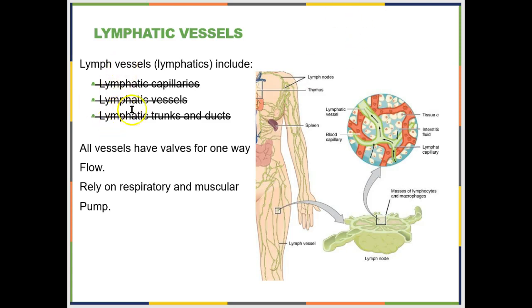I don't care that you know the capillaries, vessels, trunks, and ducts, it doesn't matter. What I do want you to know is that all of your lymphatic vessels, like your veins, have valves, so that there's only one-way flow for the lymph, because the pressure is very, very low in your lymphatic system, right? It is completely disconnected from your vascular system, so there's no pump pressure coming from the heart. So your lymphatic system completely relies on your respiratory and muscular pumps to get the lymph moving through your lymphatic vessels.